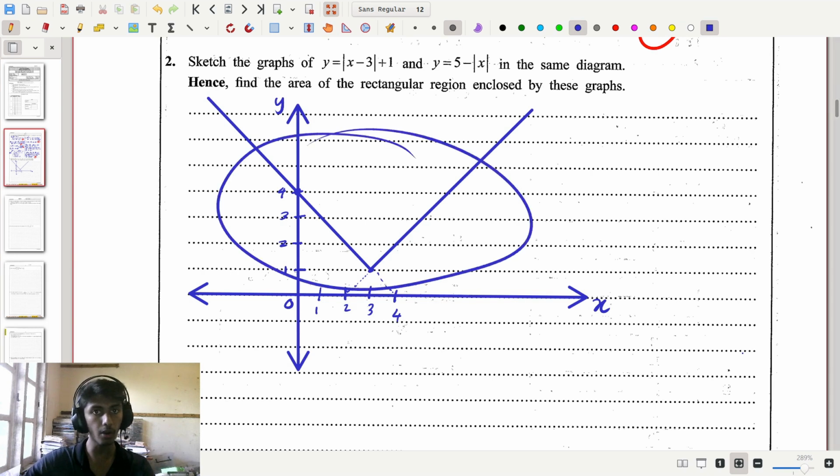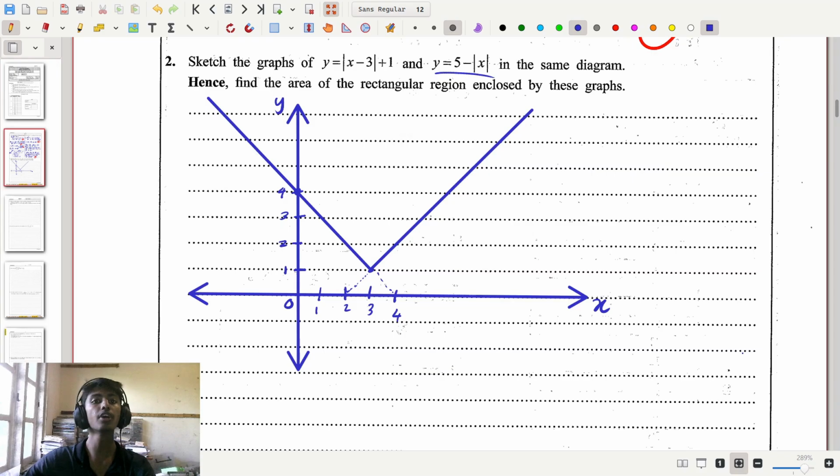What we need now is to mark y equals 5 minus modulus of x. Now this one is quite easy, because for the inside of the modulus to be equal to 0, x must be equal to 0. And therefore at x equals 0, this is going to be symmetrical. So considering x equals 0, we can see y is going to be equal to 5 minus 0, and therefore the point 0, 5 is on the graph. So if I mark that point right here, this is 5, we're going to have the point 0, 5, which is going to be on our graph.